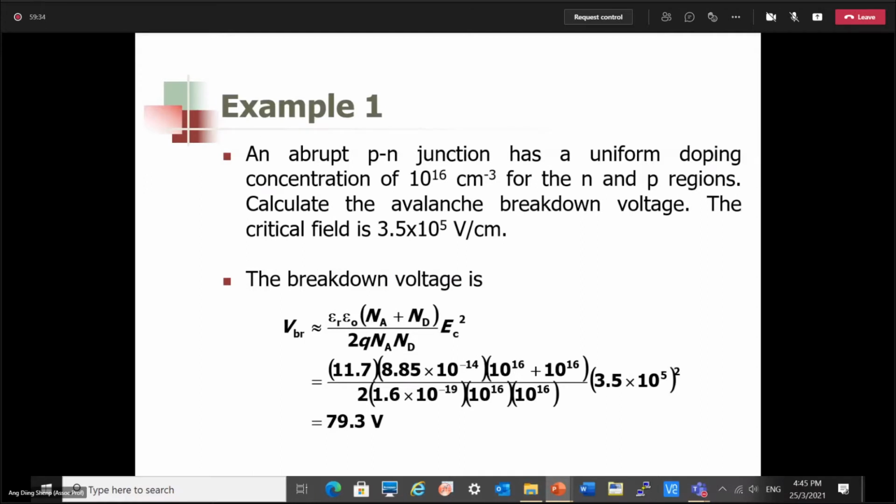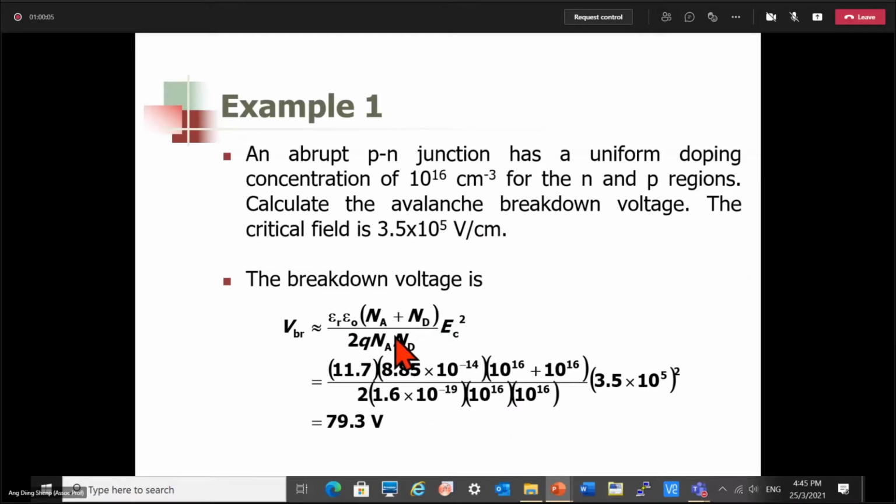Okay, so let's do one simple calculation exercise to determine the breakdown voltage that corresponds to the avalanche breakdown. This PN junction is given by doping concentration on the N side and the P side, which are equal. You're asked to calculate the avalanche breakdown voltage, given that the critical electric field is 3.5 times 10 to the power 5 volt per centimeter.